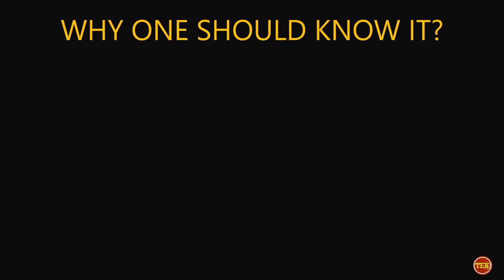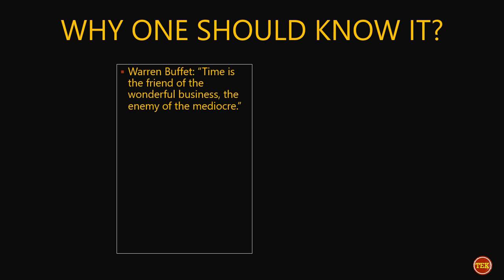Why one should know about it? So let's take a quote from Warren Buffett. He says, time is the friend of the wonderful business, the enemy of the mediocre. So mediocre businesses will earn at a lower rate as compared to wonderful businesses. Let's take an example. The rate of increase in earnings for a wonderful business is say 25%, but for a mediocre business the same is 7%.